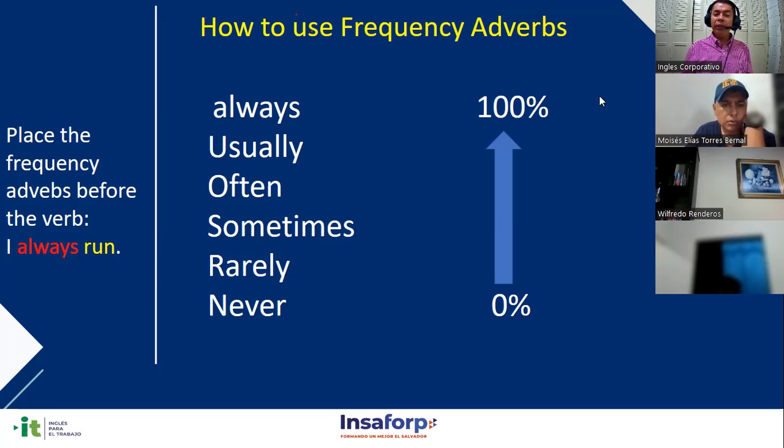And notice that always is 100%. Usually it's like 90%. Often it's like, I don't know, 60%. Sometimes it's like 40%, right? Rarely is like, I don't know, 10%, 5%, and never is 0%, right? Okay, good.